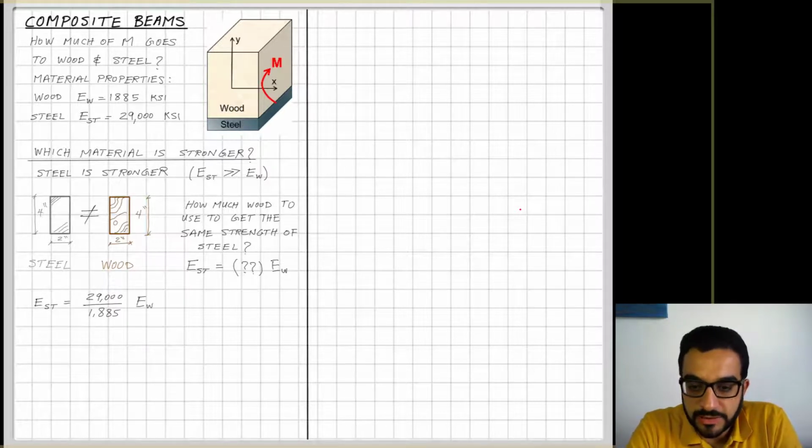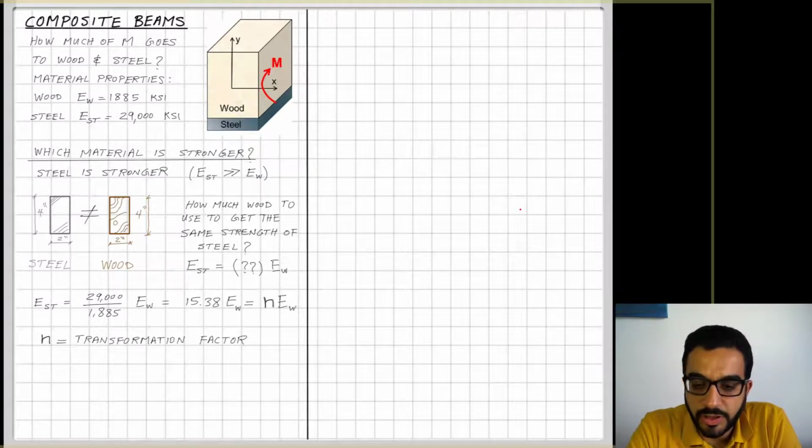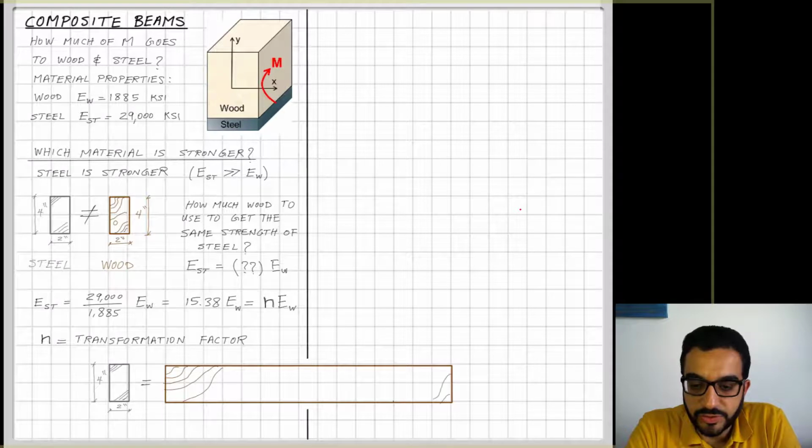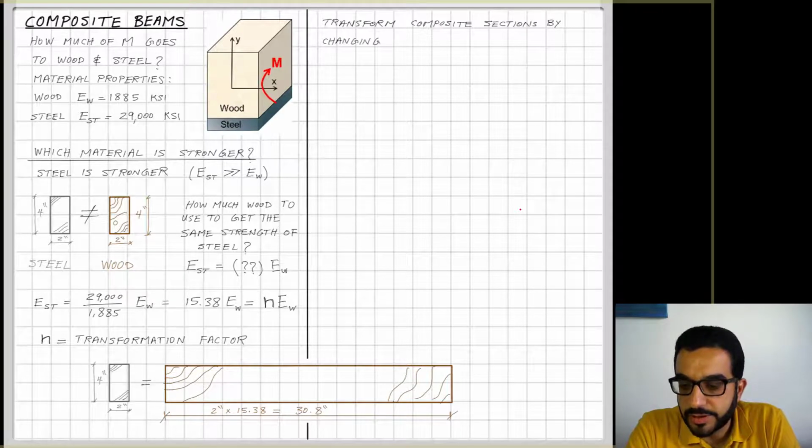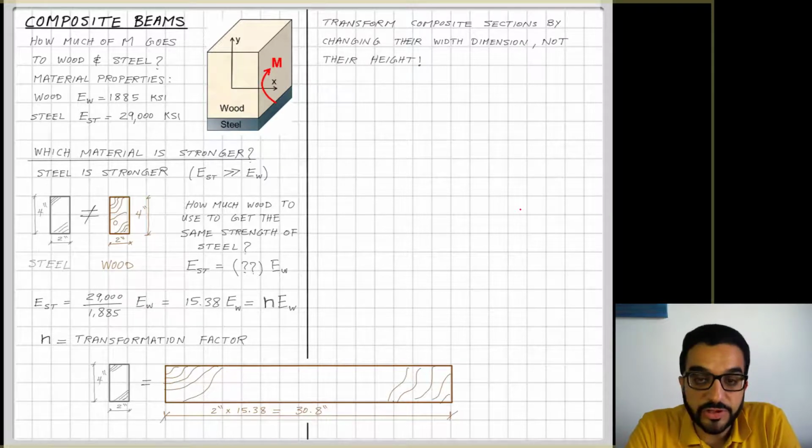So I can calculate this ratio, and it will be 15.38. And this ratio here, or this factor 15.38, I will call it the transformation factor. So I will use it to transform my section, this composite section, to a different section, which is an all wood section. So I will transform the steel to wood in this case, and you can see here that the steel is transformed from a 2x4 section.